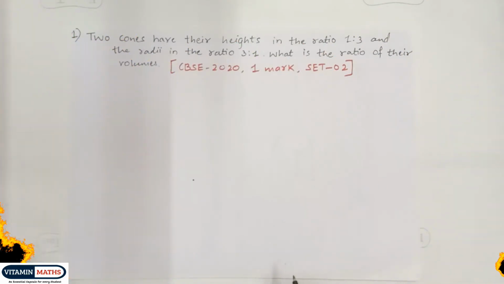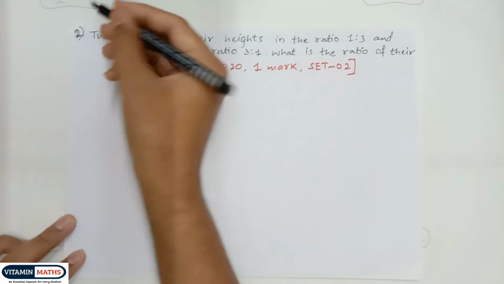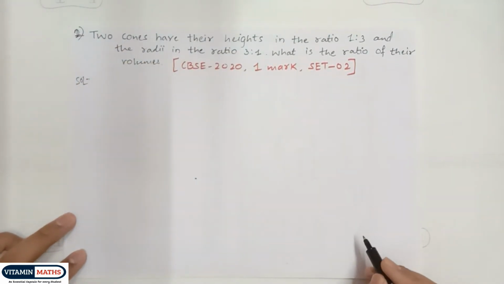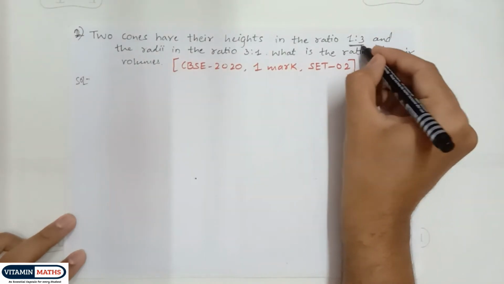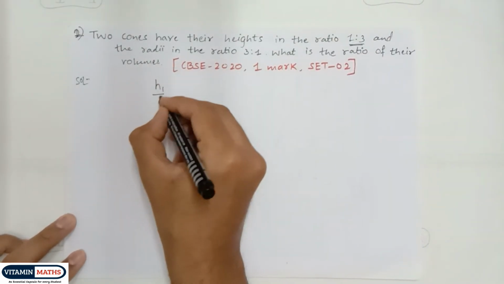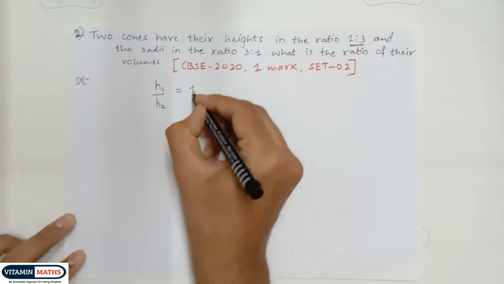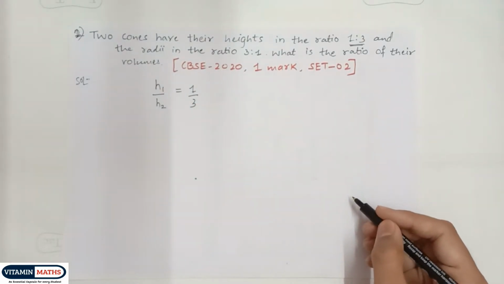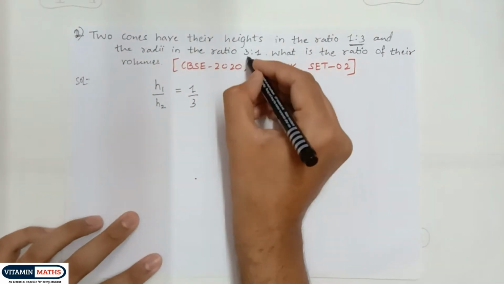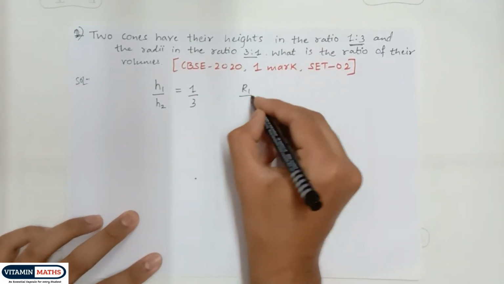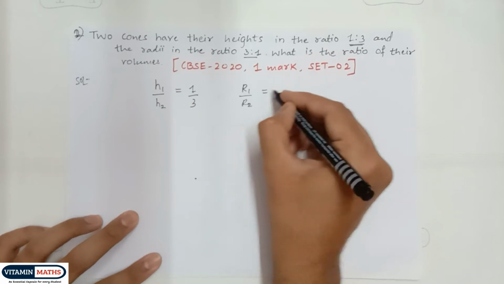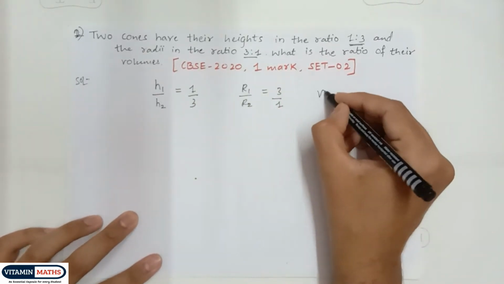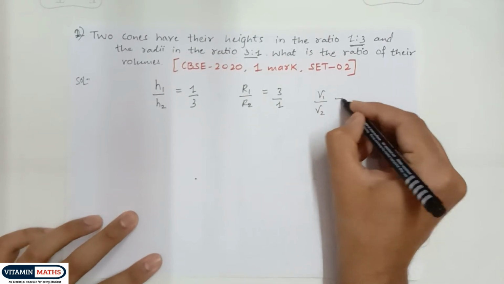Let us solve another question. This is question number 2. Two cones have their heights in the ratio 1:3, and the radii in the ratio 3:1. What is the ratio of their volumes?